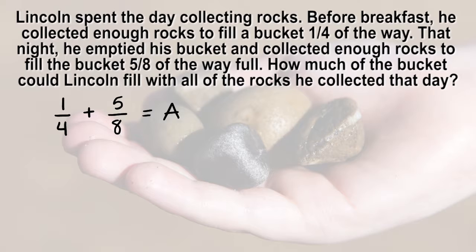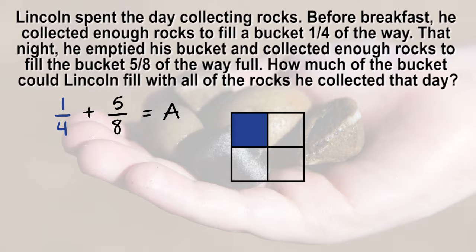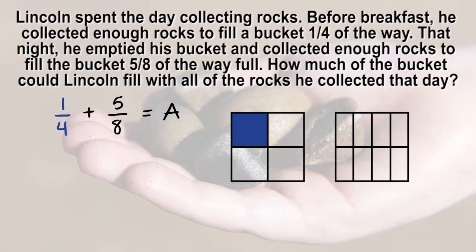Let's model the equation. The first addend of 1/4 will be drawn by dividing the first square into fourths and shading in one piece. The second addend of 5/8 will be drawn by dividing the second square into eighths and shading in 5 parts. Look at the denominators of the equation, fourths and eighths. How are the denominators related to each other? 4 is half of 8, or 8 is 2 times 4.